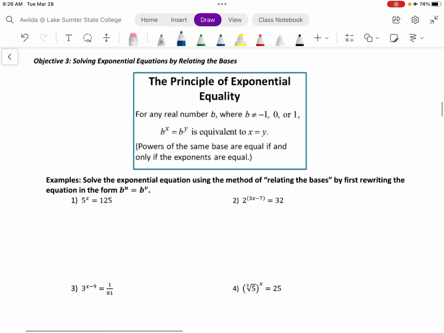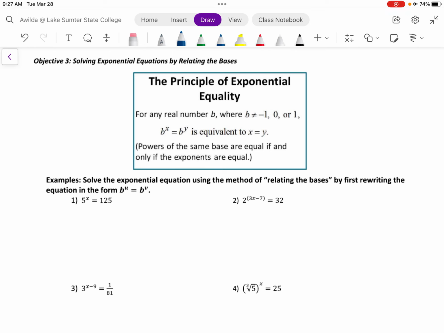Next, let's look at the principle of exponential equality. For any real number b, where b is not equal to -1, nor 0, nor +1, b to the x power being equal to b to the y power is equivalent to the statement that x must be equal to y. In other words, if two powers that have the same base are equal, then their exponents must be equal.